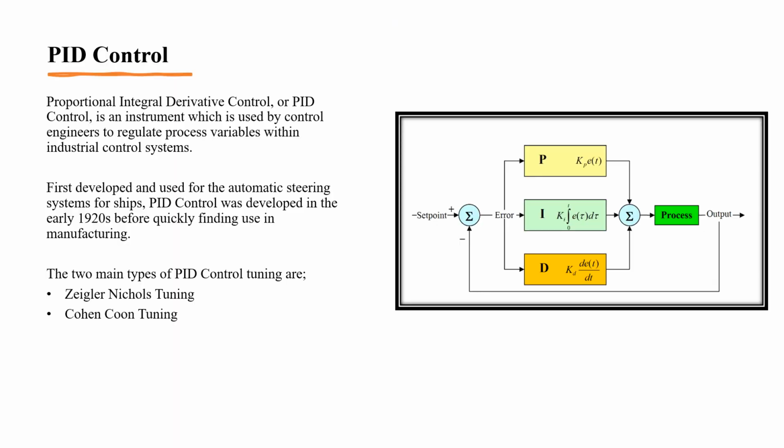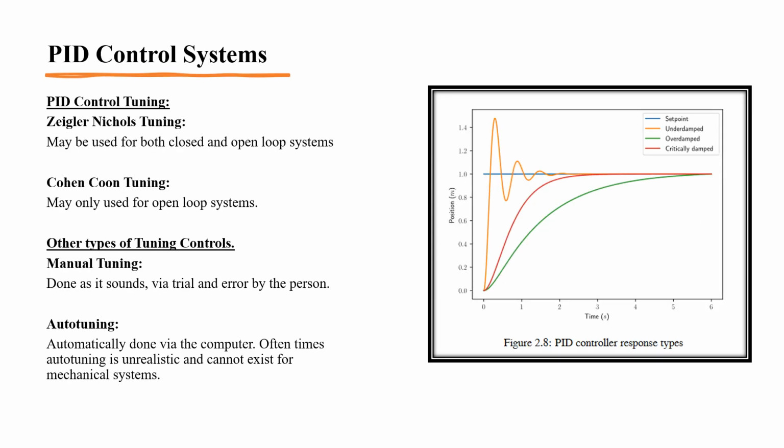Today we're going to look at Proportional Integral Derivative Control, or PID control for short. This is an instrument which has been used by control engineers to regulate process variables within industrial control systems. The two main types of PID control tuning are the Ziegler-Nichols tuning method and the Cohen-Kuhn tuning method. The Ziegler-Nichols tuning method may be used for both closed and open-loop systems. However, the Cohen-Kuhn tuning method may only be used for open-loop systems.